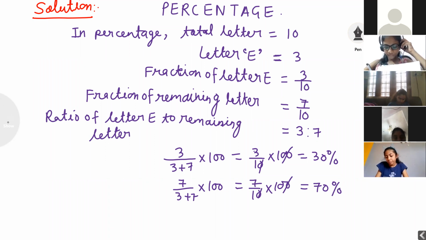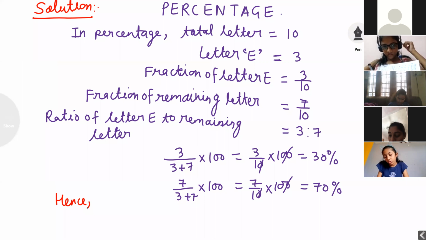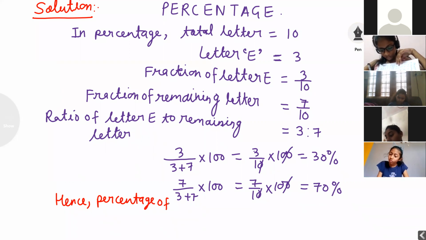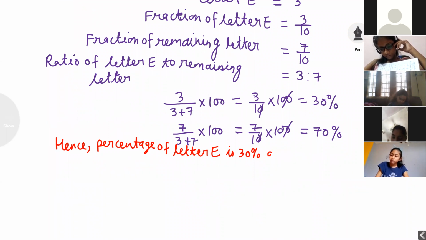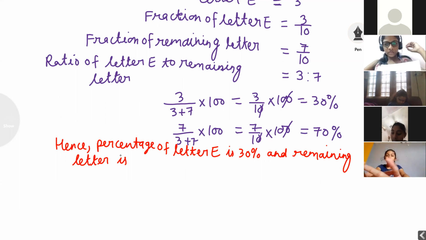Hence, the percentage of letter E is 30% and the remaining letters is 70%. Very interesting question.